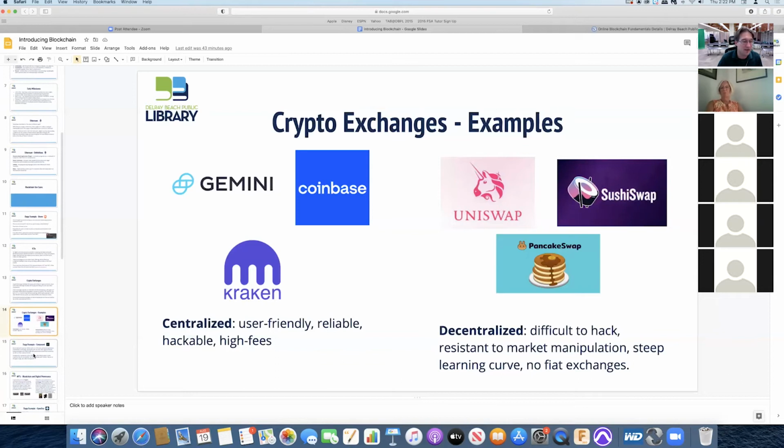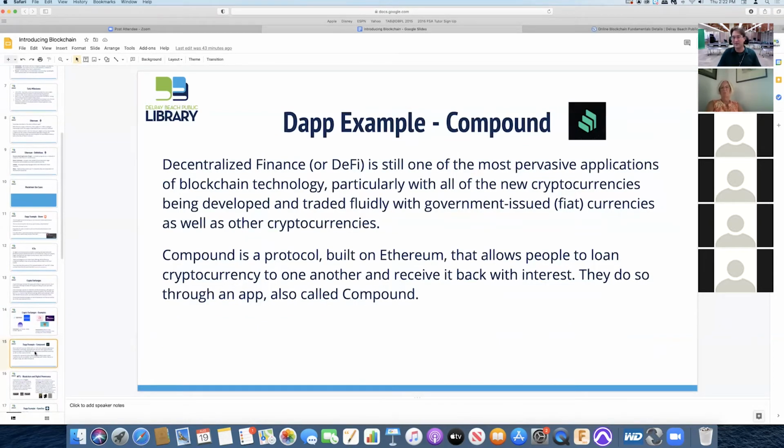All right, moving on, and this will kind of round out the decentralized finance aspect of blockchain. But decentralized finance is still one of the most pervasive applications of blockchain technology, particularly with all the new cryptocurrencies being developed and traded fluidly with government-issued fiat currencies, as well as other cryptocurrencies. So it's only a matter of time before people decided they wanted to collect interest on their cryptocurrency as well. Compound is a protocol built on Ethereum that allows people to loan cryptocurrency to one another and receive it back with interest. They do so through an app also called Compound.